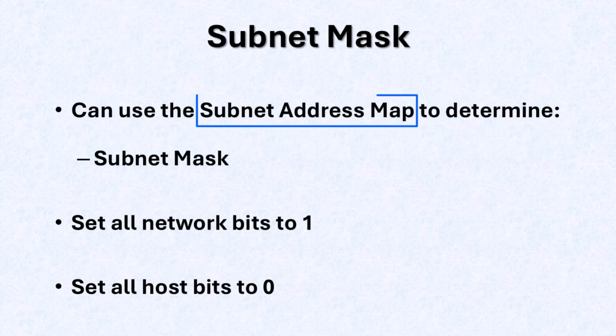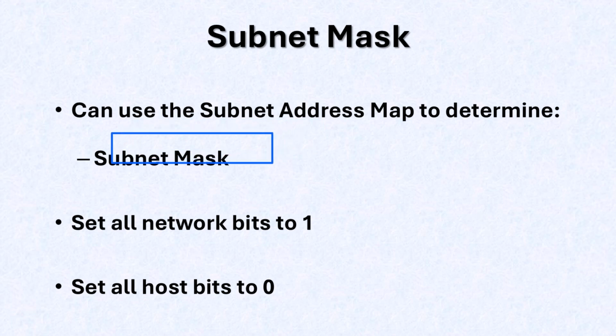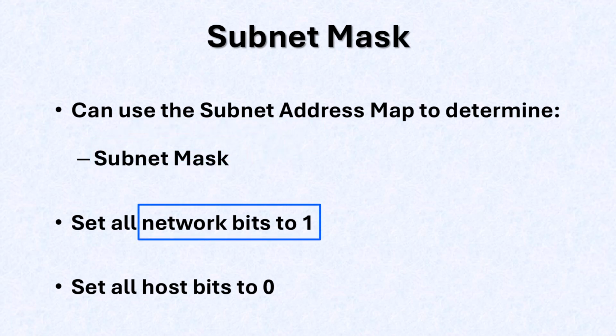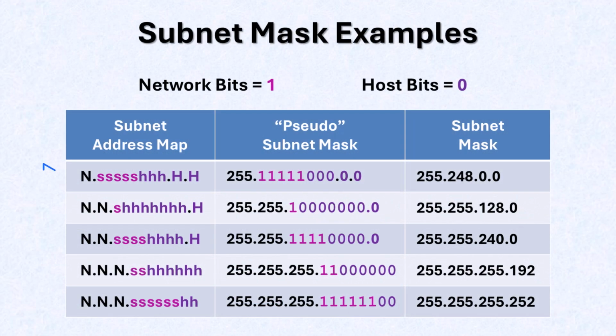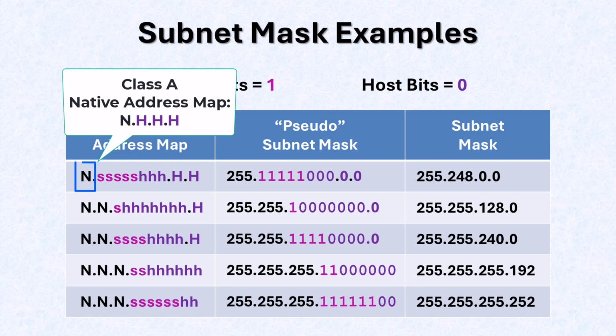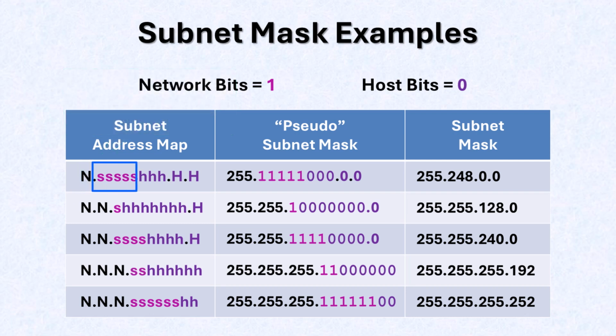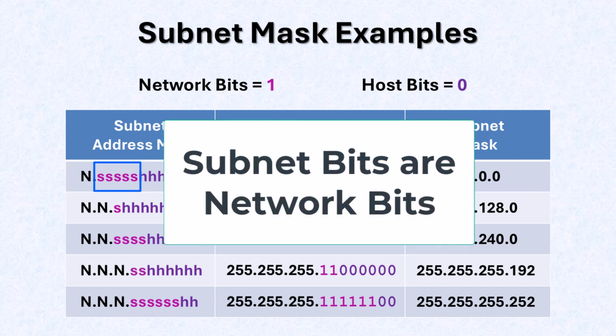Next, we will use the subnet address map to determine the subnet mask. In this case, set the network bits to 1 and set the host bits to 0. Let's consider the first entry. It corresponds to a Class A address because it has 1 uppercase N, or 1 classful octet, representing 8 network bits. Next, it has 5 subnet bits.